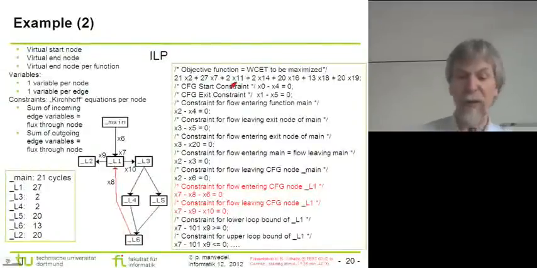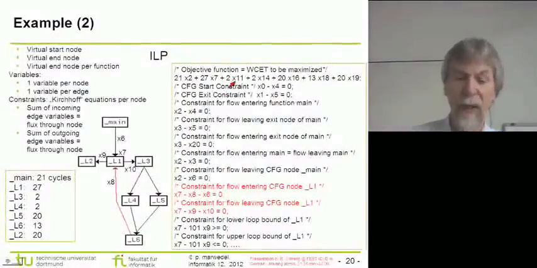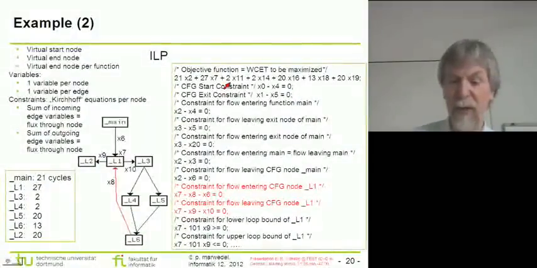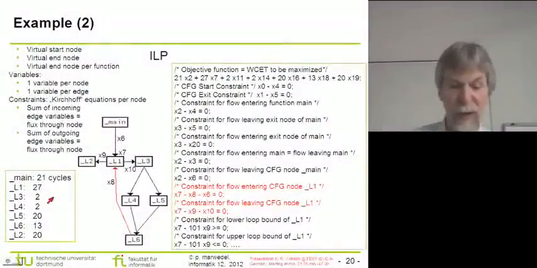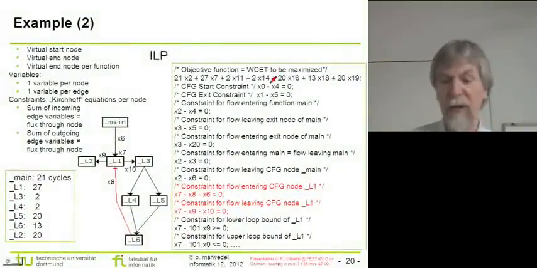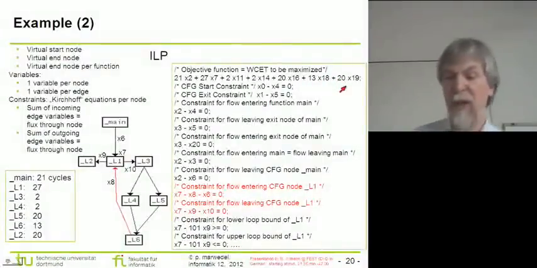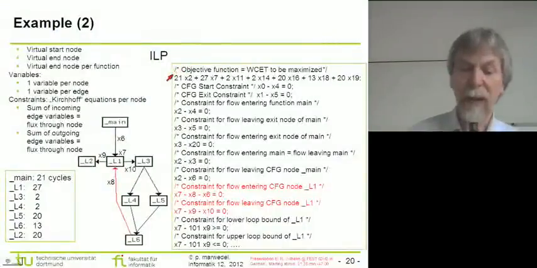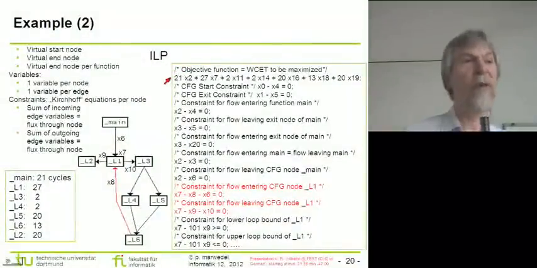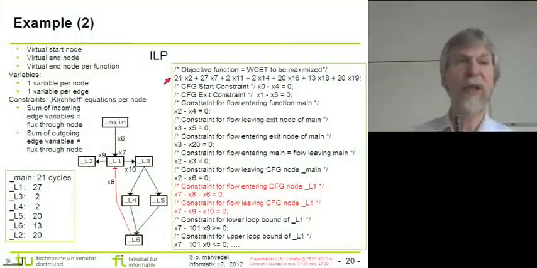And this continues on for the other blocks as well. We need 2 cycles for some block that is modeled by this variable x11, and we see over here 2 cycles. This could be either block L3 or L4, and the other contributions are the other contributions to the overall execution time. And that means we have to try to maximize that function, and if we obtain the maximum for that function, we have computed the maximum execution time.